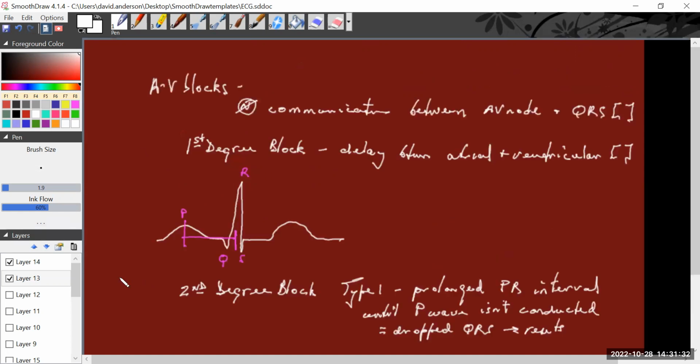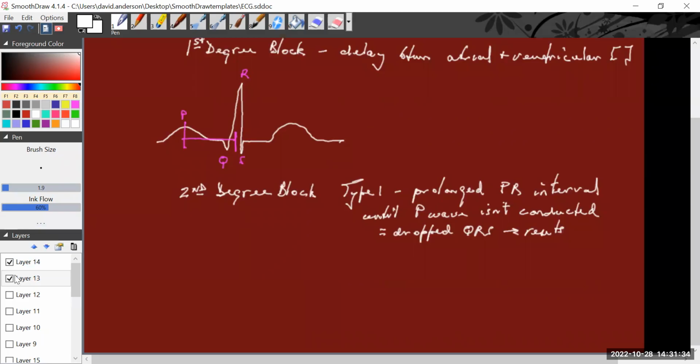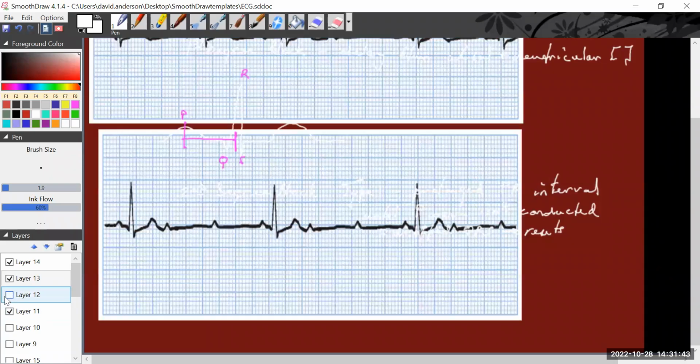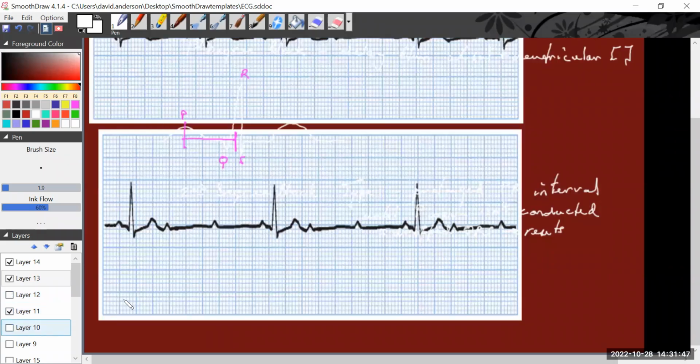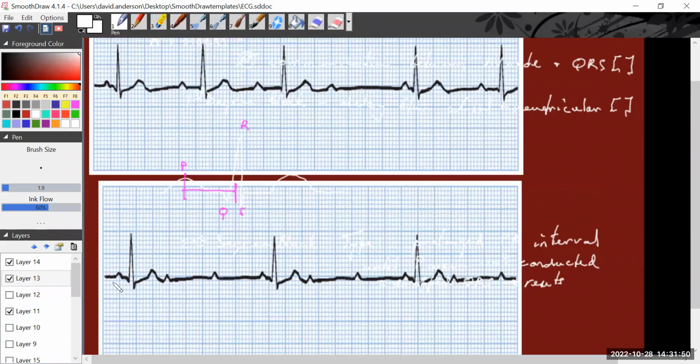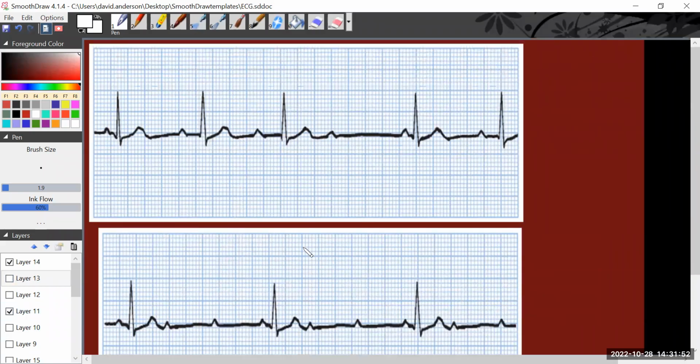So that's going to look a little bit like, is it in here? That's that one. So what's showing through there? That's showing through.